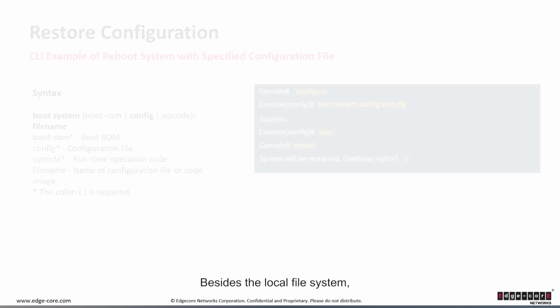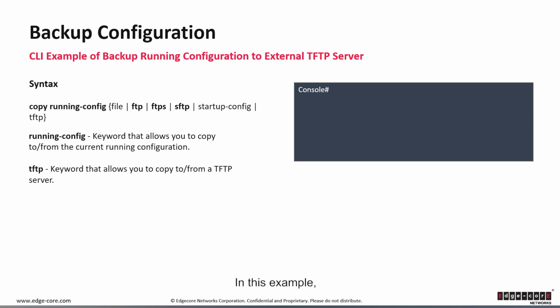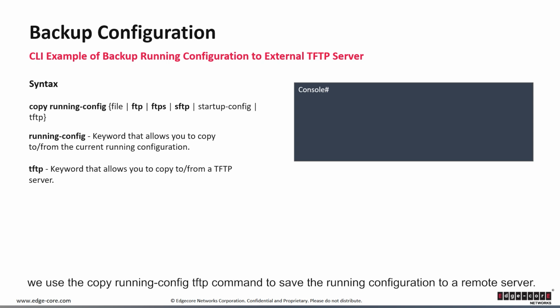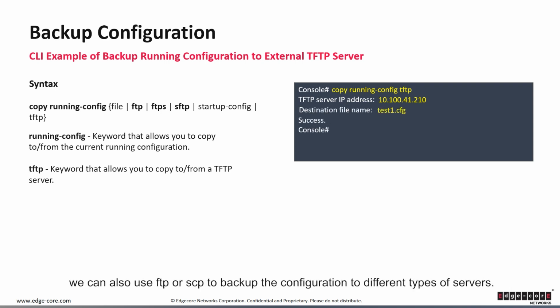Besides the local file system, Edgecore Switch also supports backing up the configuration to an external server. In this example, we used the copy running-config tftp command to save the running configuration to a remote server. We need to enter the IP address of the TFTP server and the file name that we want to use. Alternatively, we can also use FTP or SCP to back up the configuration to different types of servers.